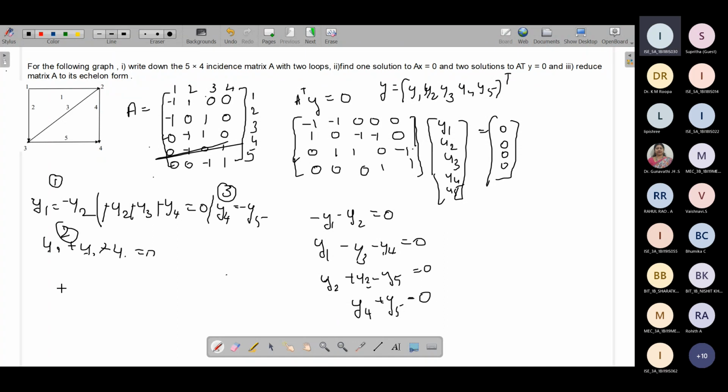Now for the second time, we'll assume the remaining 2 values as y3 as 1 and y4 as 1. So if we substitute the values, we will get the answer.